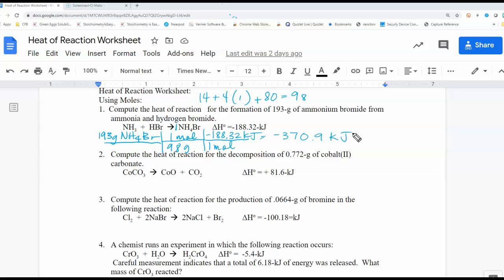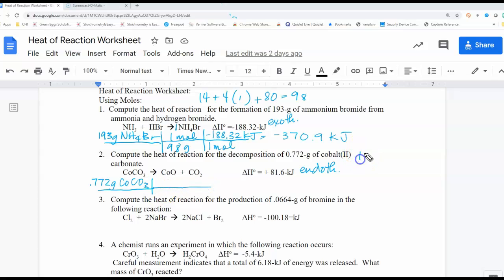For the next one, we are given 0.772 grams of cobalt(II) carbonate, and we want to know the total amount of heat that is used in the reaction. Please note that since the last one was negative, that means it was exothermic, and since this one is positive, that is endothermic. So for this one, heat is going to be used, and I have 0.772 grams of cobalt(II) carbonate, and I am going to have to calculate a molar mass.